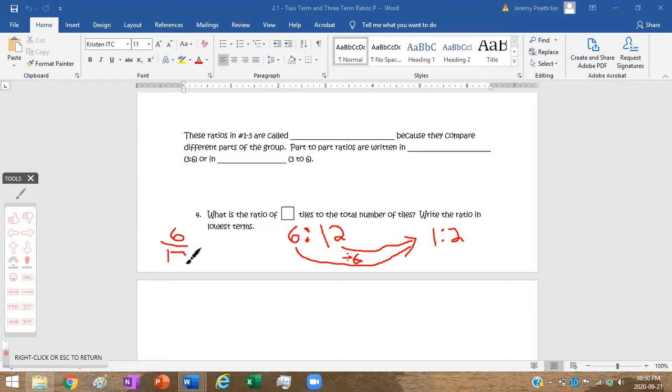Again, we could also write this as a fraction because this is now a part to whole ratio, which we're going to talk about in just a moment. And divide top and bottom of our fraction both by 6. And we get the same result. This is a 1 to 2 ratio, or 1 out of 2 in that entirety of squares. 1 out of 2 of them are going to be the white ones. 1 out of every 2, if you like.